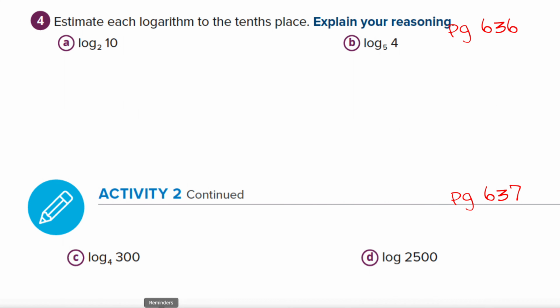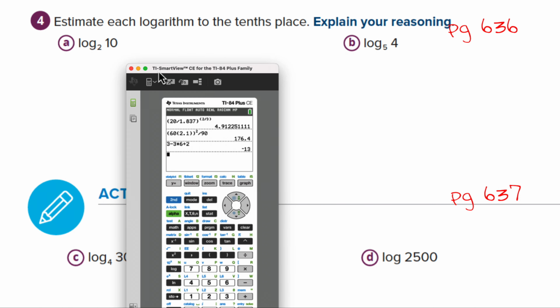All right, 4, estimating. Here's the part that I thought we were doing earlier, but we're doing it right now. Let me pull that calculator out. We are going to pull out our calculator. You're going to love it. We're going to estimate these logarithms. Your book has a way to do it with a number line, but we're just going to use our technology because we need to know how to use this technology.